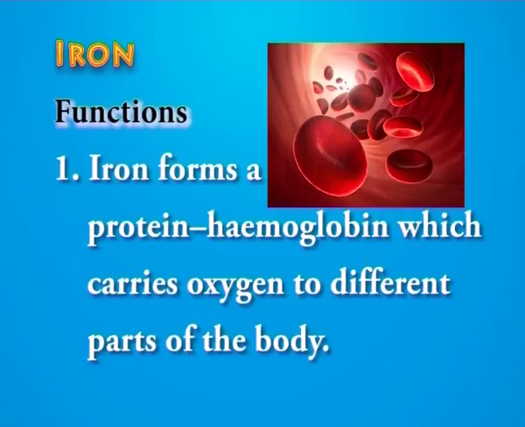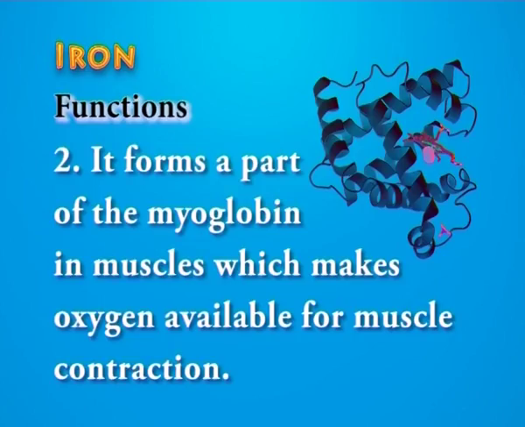The chief functions of iron in the body are: iron forms a part of the protein hemoglobin, which carries oxygen to different parts of the body. It forms a part of myoglobin in muscles, which makes oxygen available for muscle contraction.